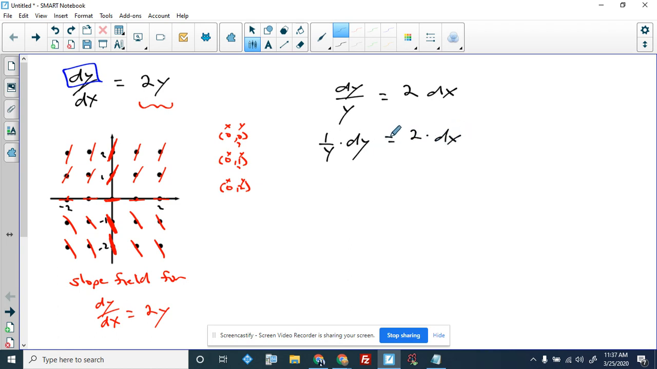You need that dx, right? It needs to be in a Riemann integrable form. This gives me the green light to integrate both the left and the right. Do I know a function whose derivative is 1 over y? Absolutely. It's ln absolute value of y. The integral of 2 is just going to be 2x.